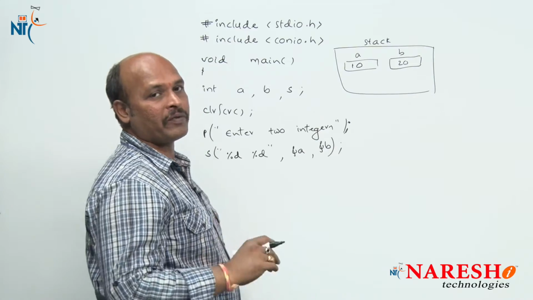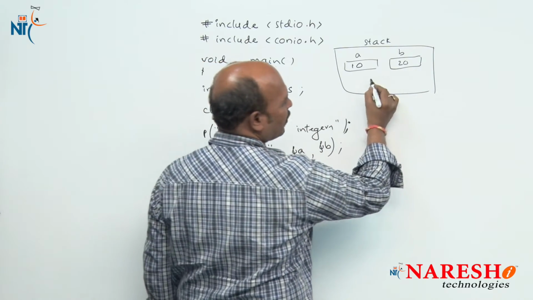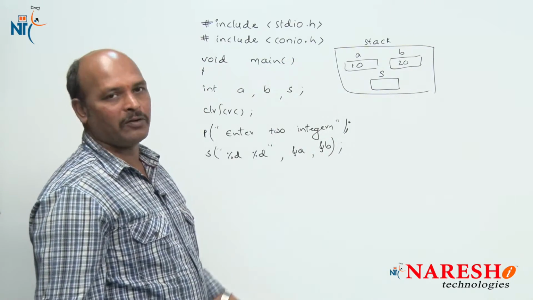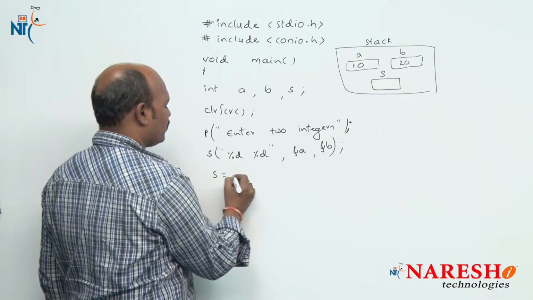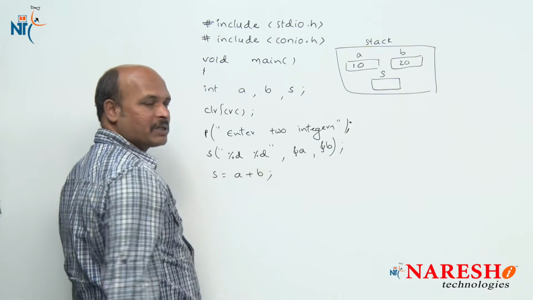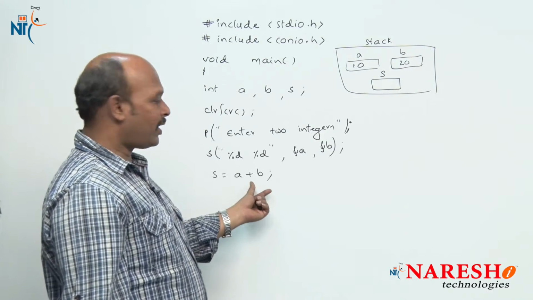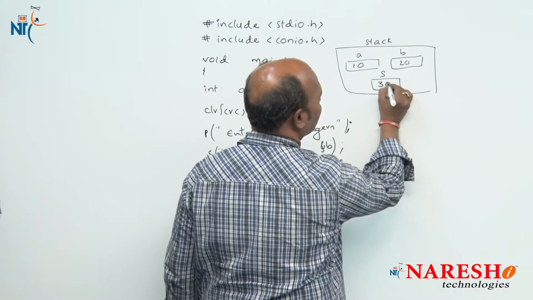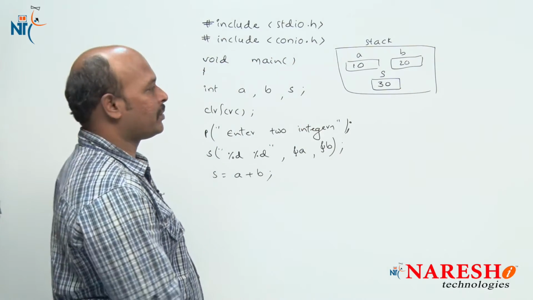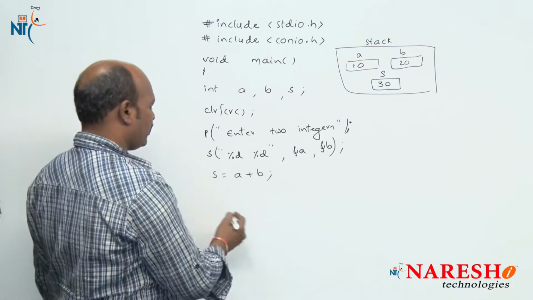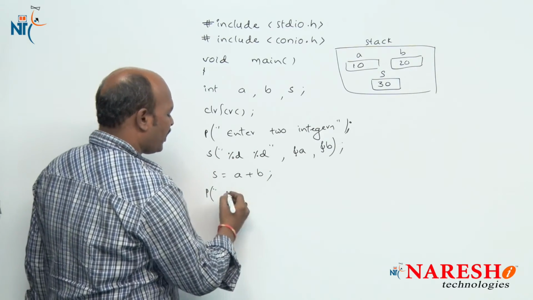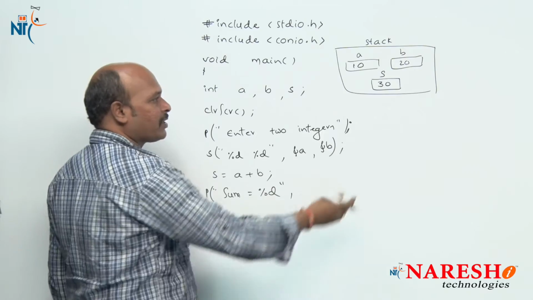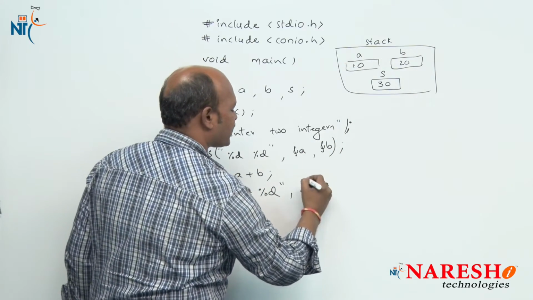Later we have to perform the sum. For that we have declared one more variable s. Now in s we are going to store the a plus b value, that is why the expression s equal to a plus b. The two values are added and the value is stored in s, so the s value becomes 30, which is nothing but the a plus b value. Next printf, sum equal to %d, where the 30 stored in s is printed.